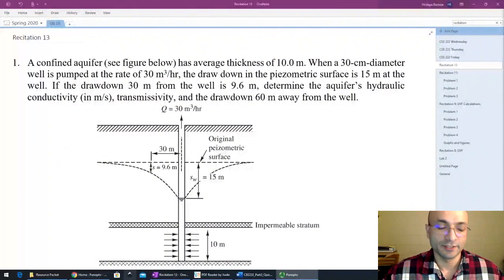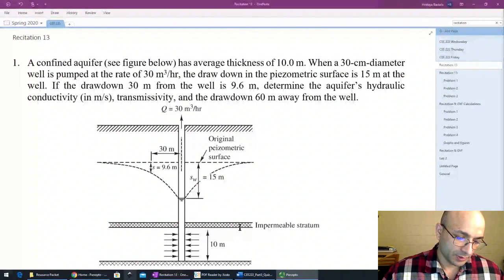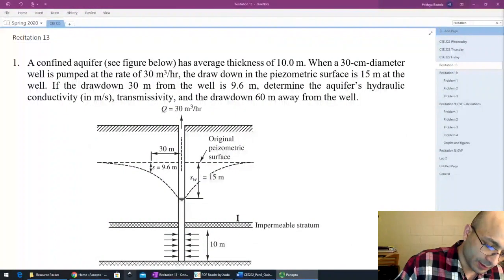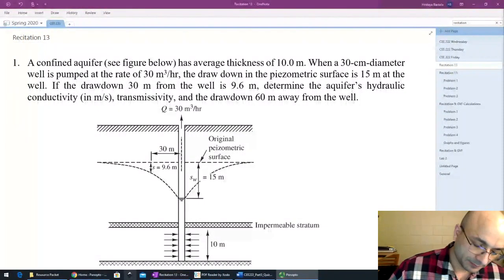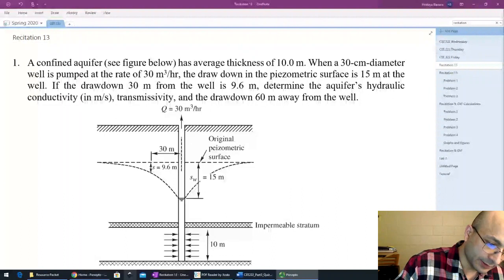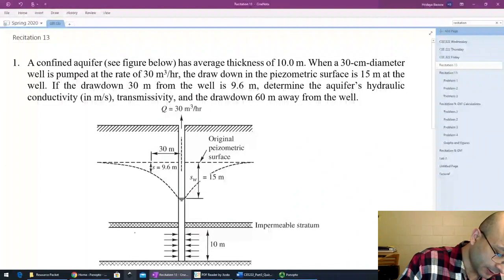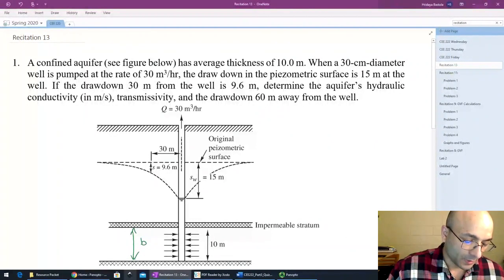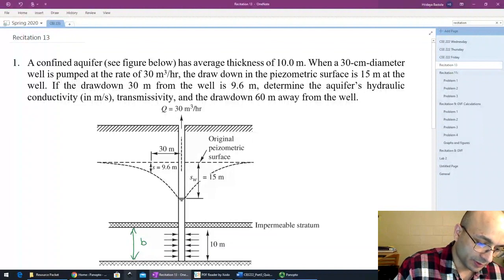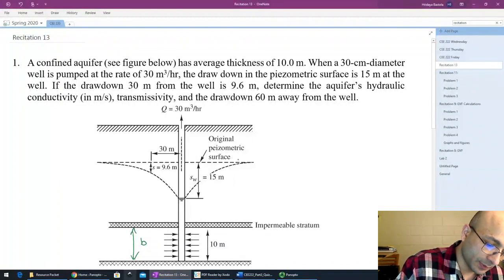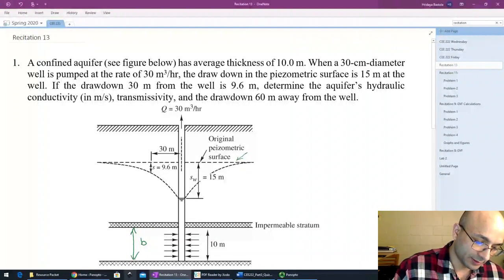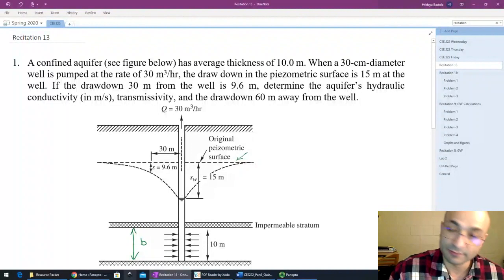Hello everybody. In this video, we take a look at a problem that deals with steady radial flow to a well. This particular problem includes a confined aquifer. So this one here is the thickness B. The piezometric surface goes from a horizontal surface to a cone of depression, like you see in this figure.